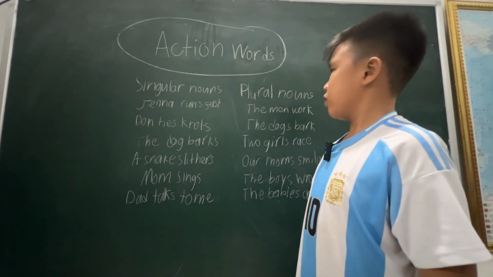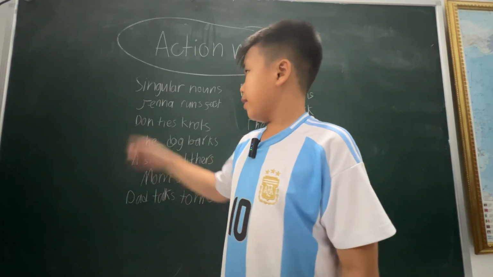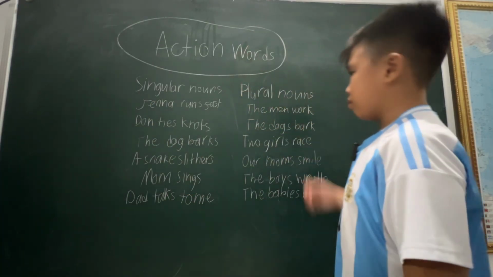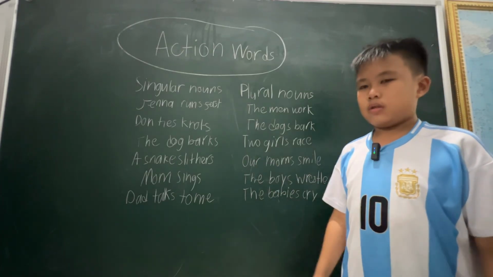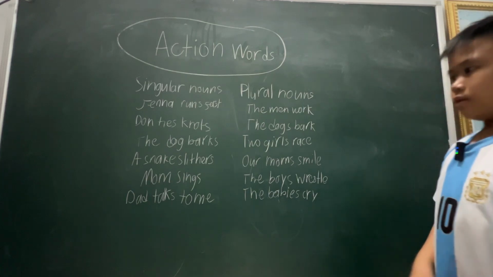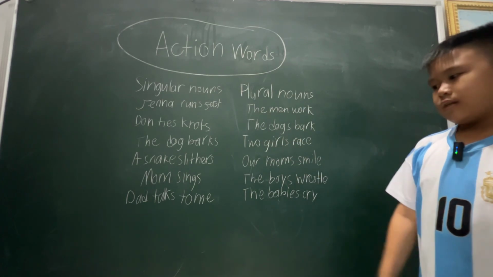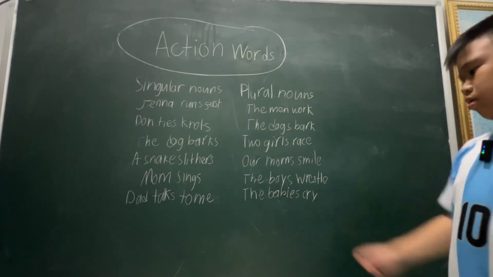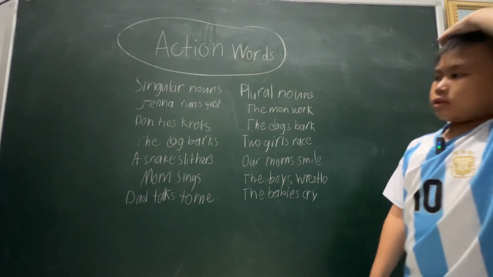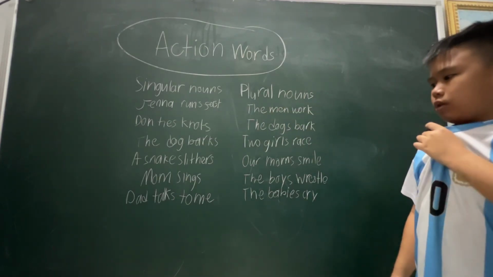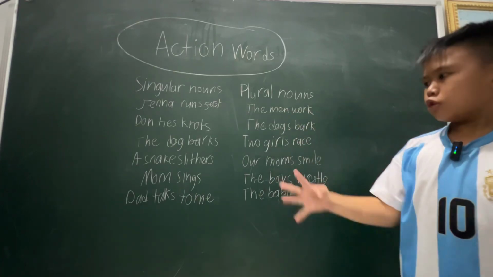That is very different to plural nouns. It's the opposite. So we already know about singular nouns. Now let's talk about the plural nouns. You'll find out that it's very opposite to each other. The men work, the dogs bark, two girls race, our moms smile, the boys rustle, the babies cry. Okay, so now what do these things have in common? Well, they talk about lots of people, two or more.